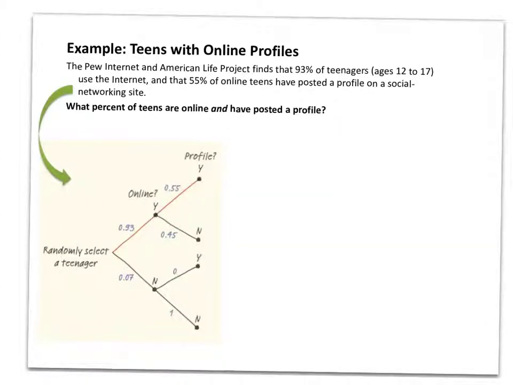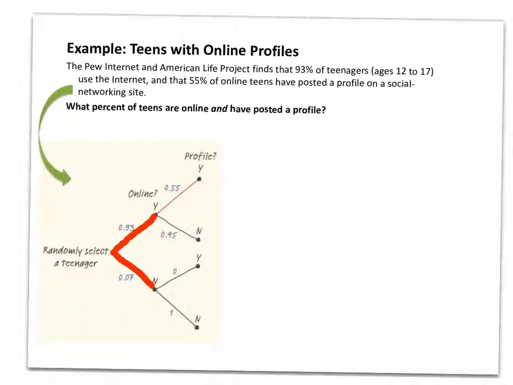The Pew Internet and American Life Project found that 93% of teenagers use the internet, and that 55% of online teens have posted a profile on social networking sites. So I'm going to create a tree diagram that represents the situation. So the first event is whether they're online or not. So I make my first branches. Yes, they're online. No, they're not. Well, if you notice here, 93% of the teenagers use the internet. So yes would be 0.93. No would be 1 minus 0.93, so 0.07.